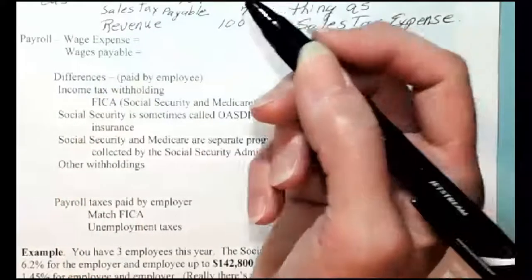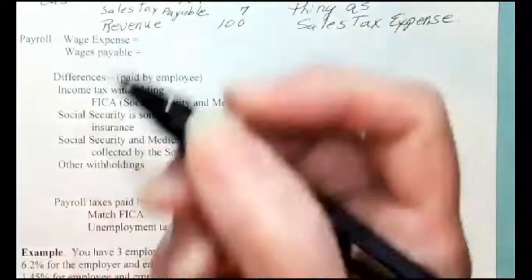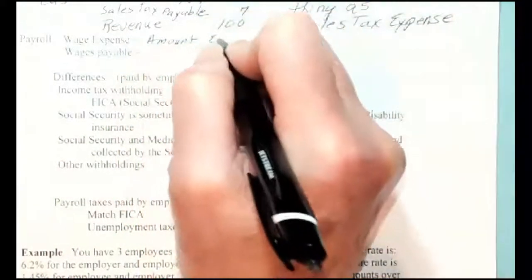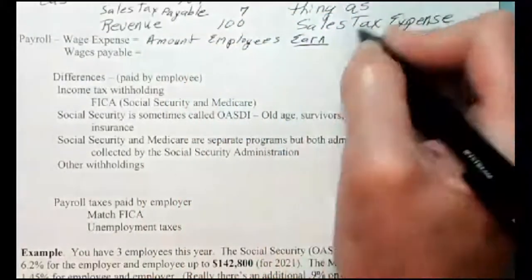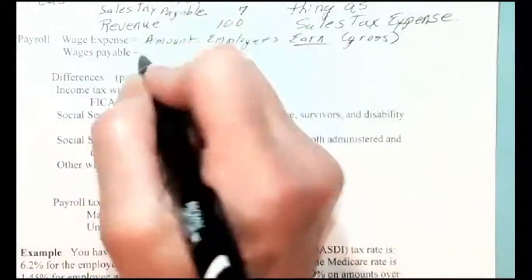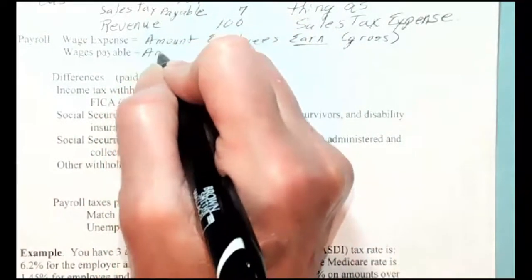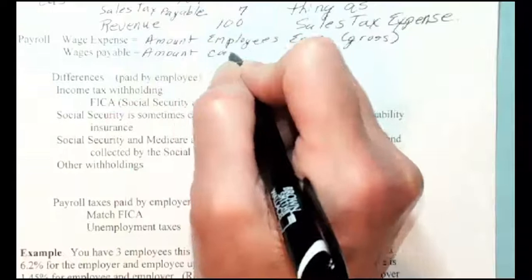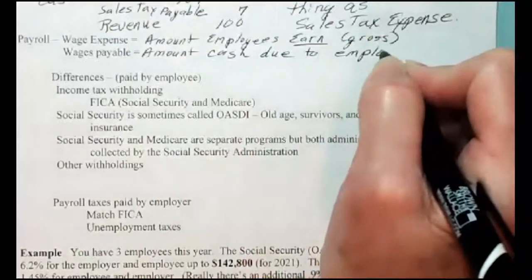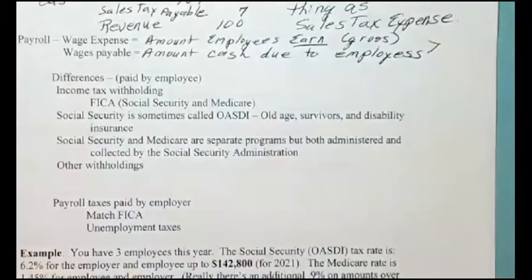The wage expense for the company is that gross amount. It's the amount the employee earned. So again, that's the gross amount that you always wish you could get. The wages payable, though, is the amount of cash due to those employees. And there's a whole lot of things that make up that difference.